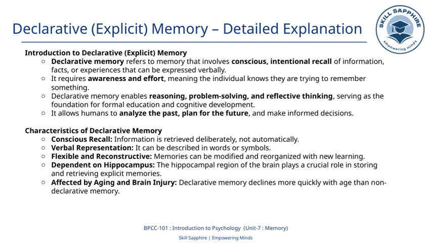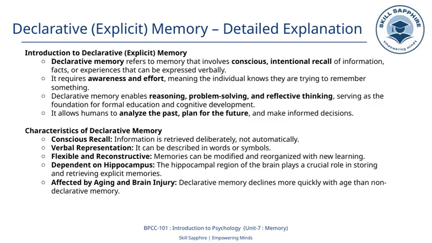First, conscious recall. That's the deliberate retrieval of information, not something that happens automatically. Second, verbal representation. This memory can be described using words or symbols, making it accessible for communication. Third, it's flexible and reconstructive. Memories can be modified or reorganized as we learn new information.